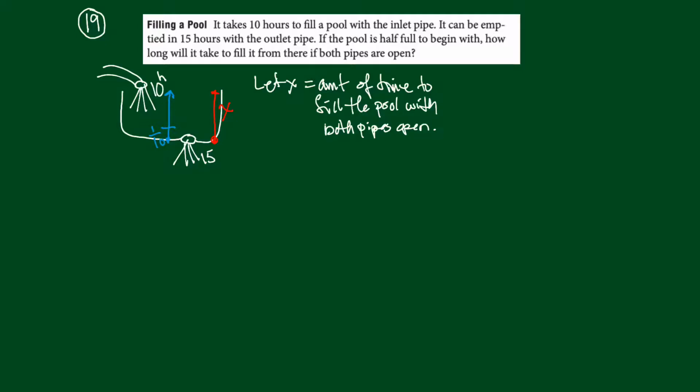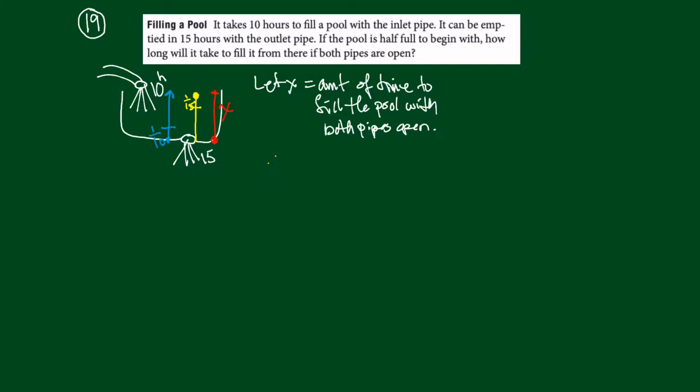Now what about this outlet pipe? The outlet pipe can take a full swimming pool and drain the whole thing in 15 hours. So I'll do it in yellow here. Suppose that the pool is full and we're going to drain it out, and you can drain it out in 15 hours. So in 1 hour, it can drain 1/15 of the pool. So in 1 hour, the outlet pipe can complete 1/15 of the job.